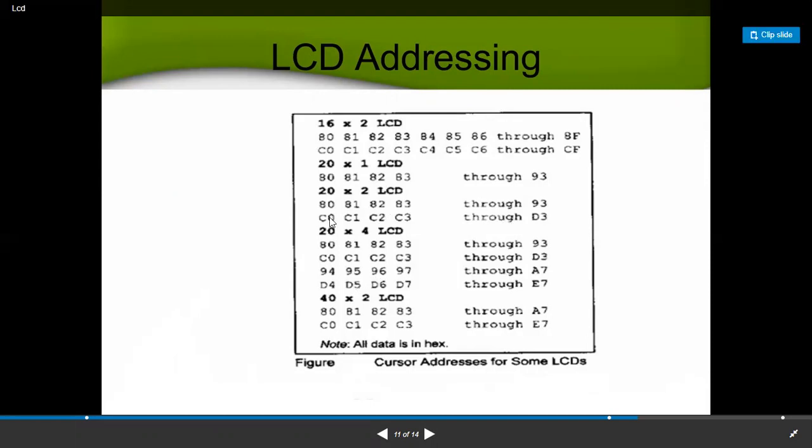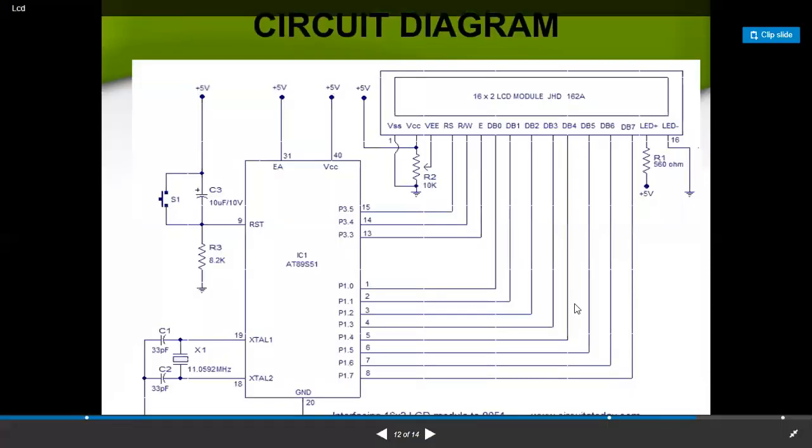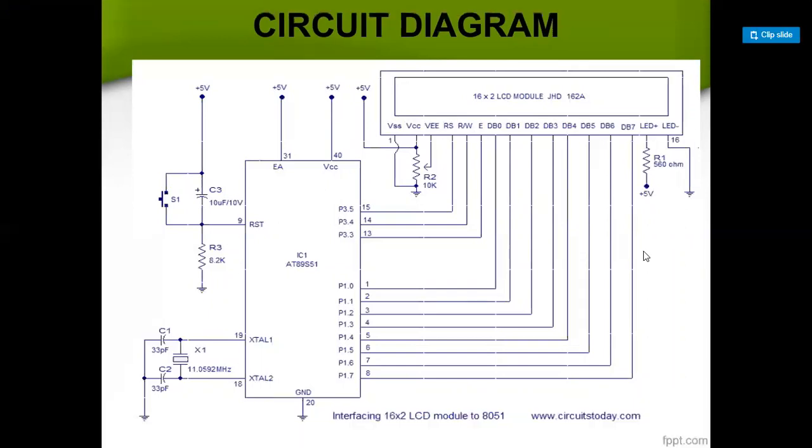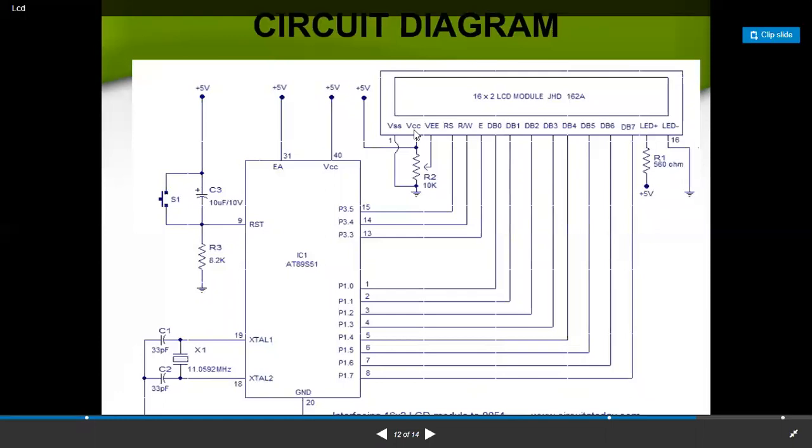And 20 into 4 LCD is 80 to 93, C0 to D3, 94 to A7 and D4 to E7, and 40 into 2 LCD is simply 80 to A7 and C0 to E7. This is the circuit diagram. This is my IC. This is my 16 into 2 LCD module, and we can explain all the pins.